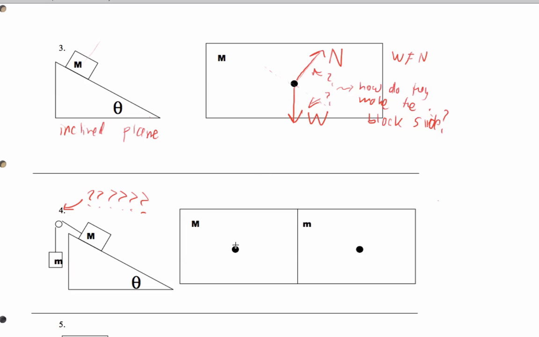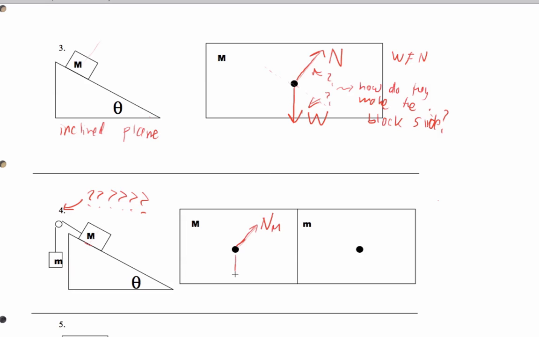Alrighty, time for another set of free body diagrams. So here we go. Now, we have this mass right here, and the normal force is going to be perpendicular to that surface, so like this, okay? And I'm going to call that N on big M.